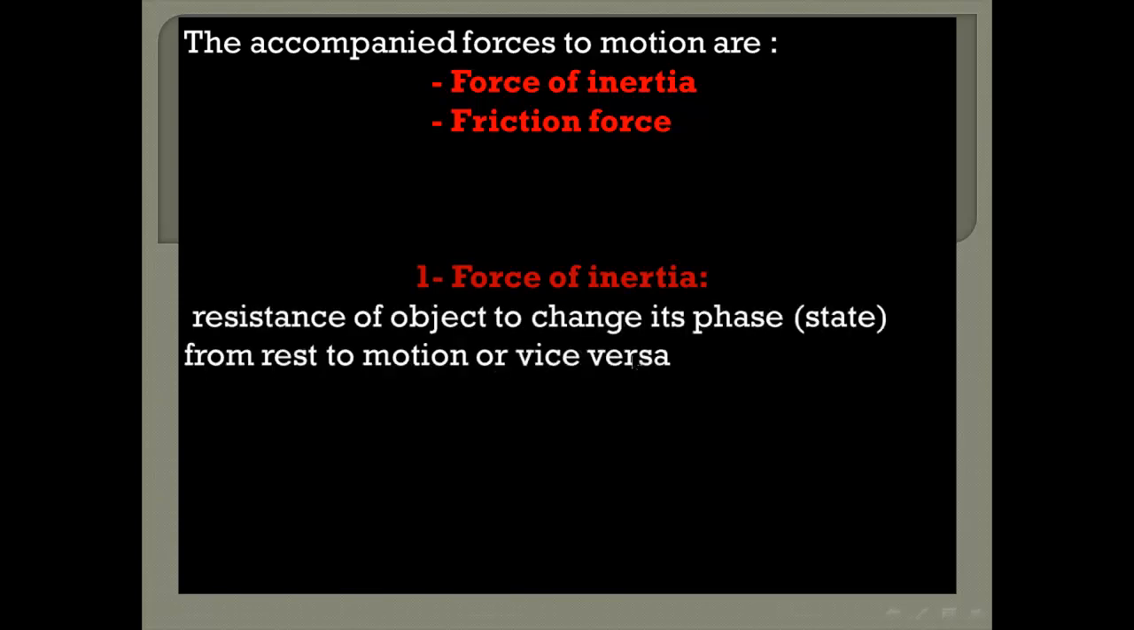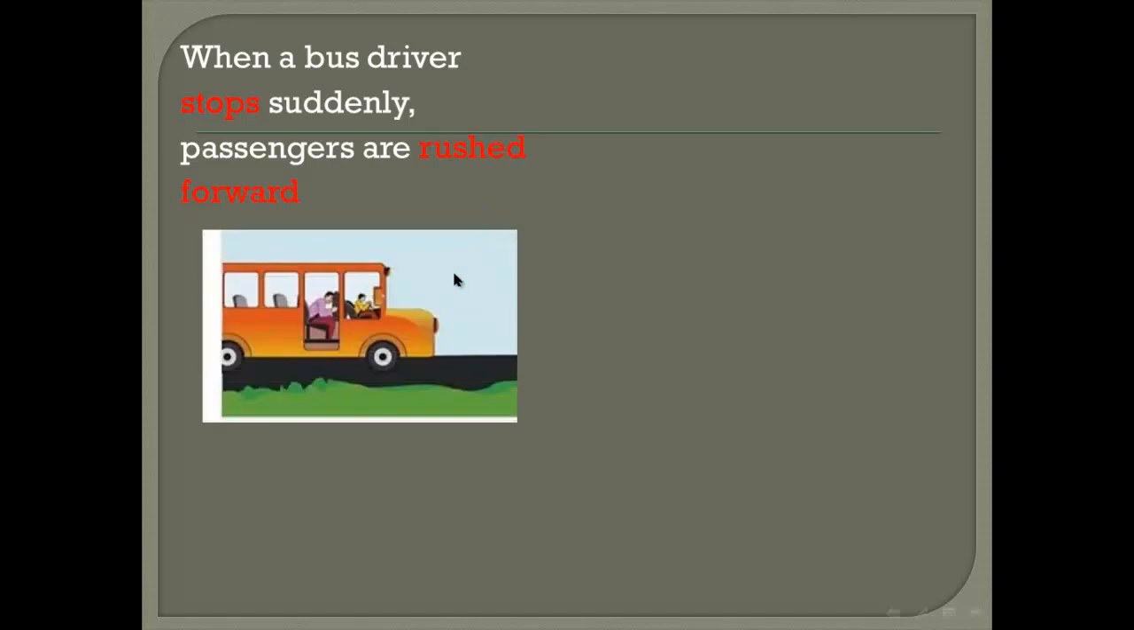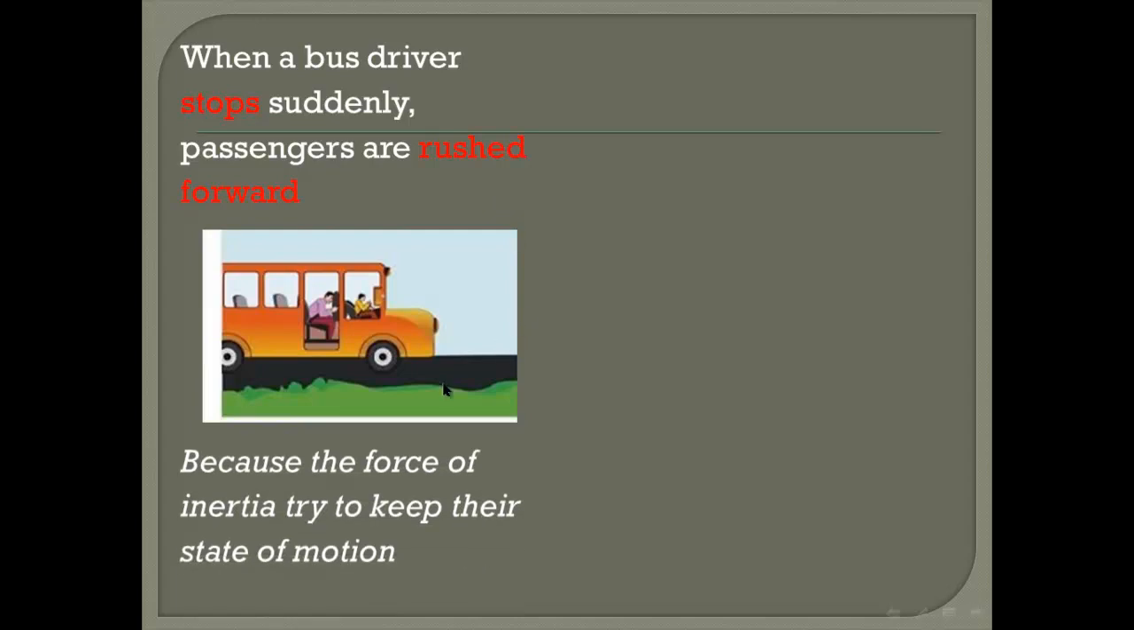Okay, now we take examples for inertia. When a bus driver stops suddenly, what happens? Passengers are rushed forward. Why? Because the force of inertia tries to keep their state of motion.